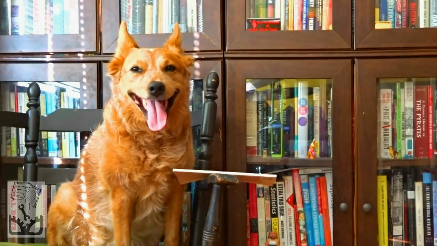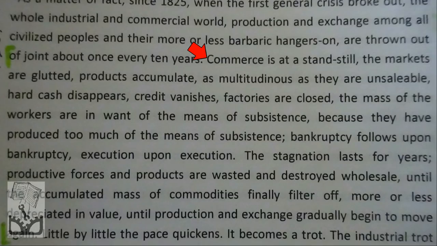Describing economic crisis, Engels states, "Commerce is at a standstill, the markets are glutted, products accumulate, as multitudinous as they are unsellable. Hard cash disappears, credit vanishes, factories are closed, the mass of the workers are in want of the means of subsistence, because they have produced too much of the means of subsistence. Bankruptcy follows upon bankruptcy, execution upon execution. The stagnation lasts for years. Productive forces and products are wasted and destroyed wholesale, until the accumulated mass of commodities finally filter off, more or less depreciate in value, until production and exchange gradually begin to move again."